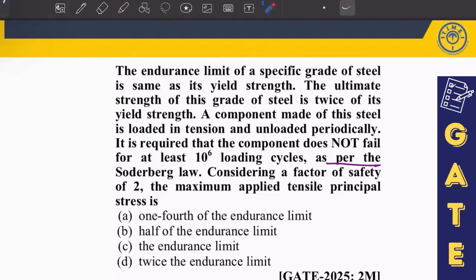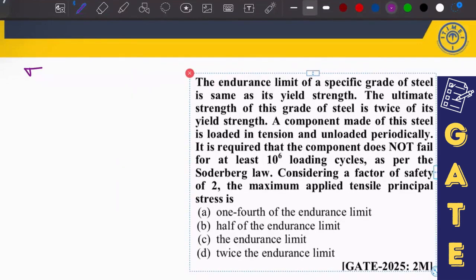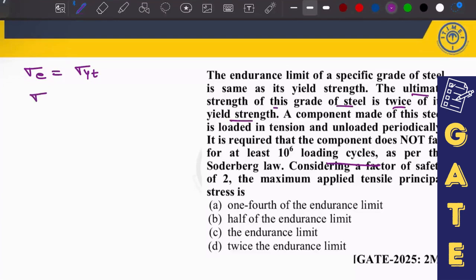Everyone got the answer? So what is the question? The endurance limit of a specific grade of steel is same as the yield strength. That means the endurance limit is given as yield strength. Fine. The ultimate strength is twice of the yield strength. So can I say it will be equal to twice of the endurance strength only?